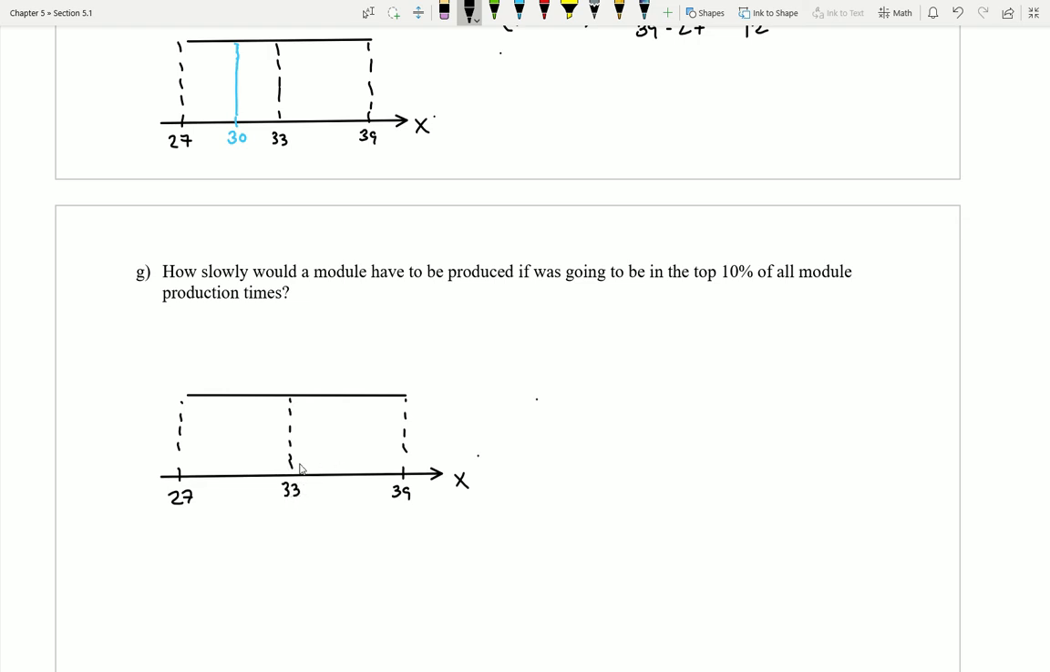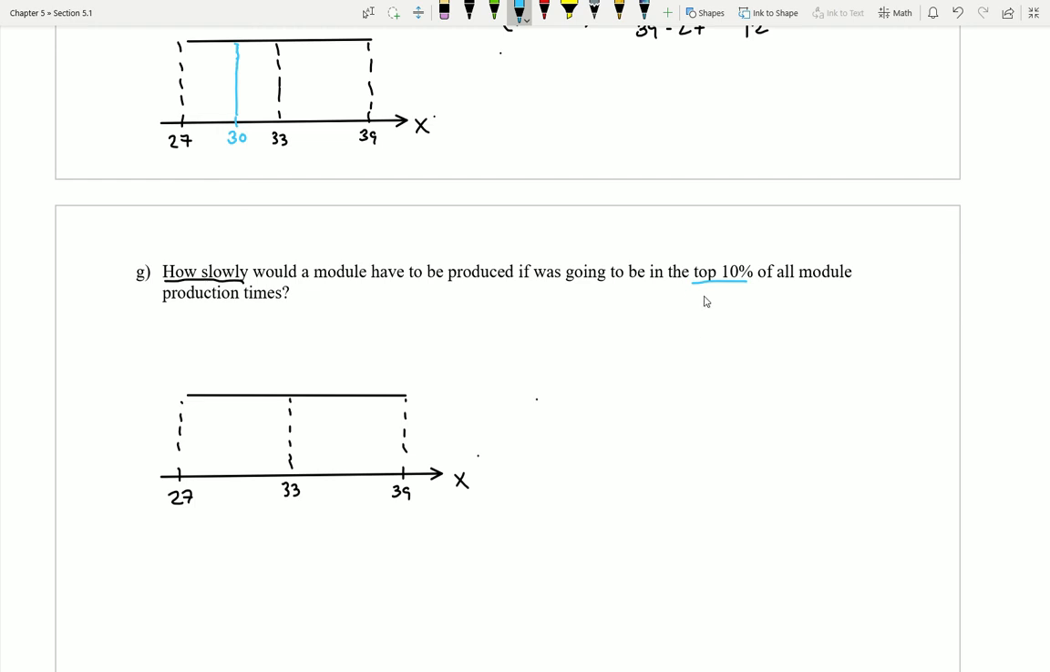Now, I'm apparently going to be looking for a value of x on this number line because I want to know how slowly would a module have to be produced. I'm going to look for some number down here on this number line. What I know, though, is that wherever this time is, it's going to be in the top 10% of all the module production times.